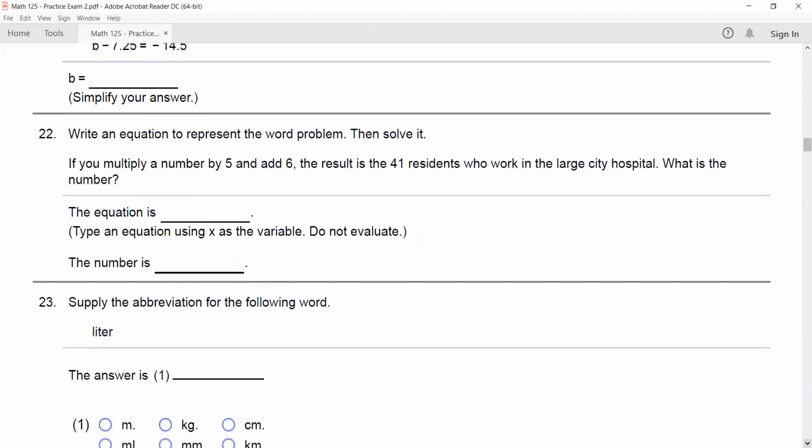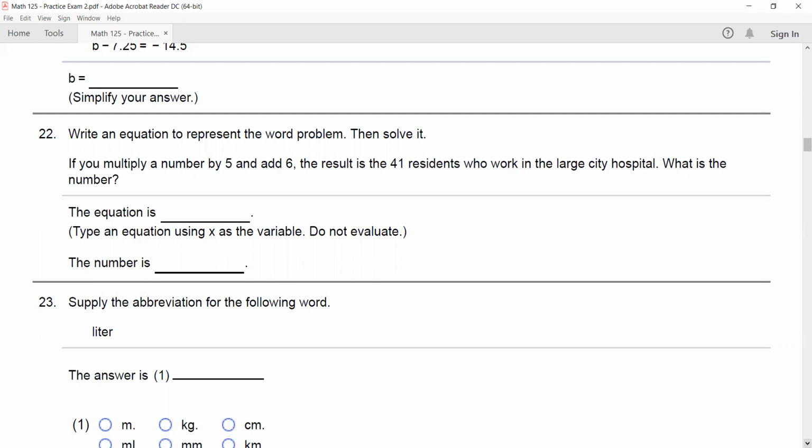Write an equation to represent the word problem, then solve it. Now, what is the word problem? If you multiply a number by 5 and add 6, the result is the 41 residents who work in a large city hospital. What is the number? So we have to solve it. We have to find that number in the end. So first of all, we have to get the equation, and then we find or solve for the number.